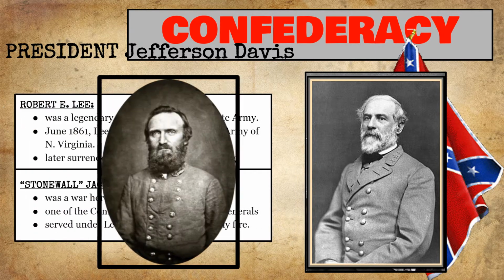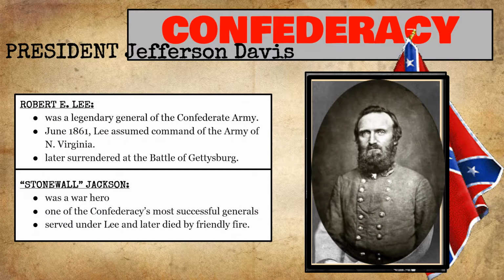Our next key player and other key player for the Confederacy is Stonewall Jackson. He was considered a war hero. He was one of the Confederacy's most successful generals, and he served under Robert E. Lee. Unfortunately, he later died by what we call friendly fire, which is where a stray bullet from your own side ends up hitting and killing you.